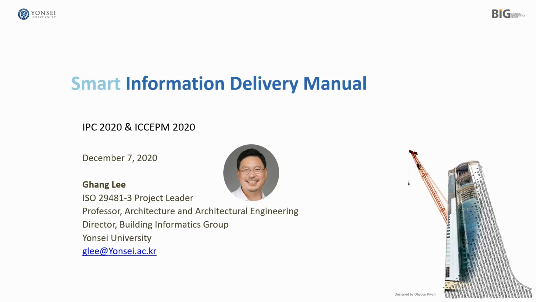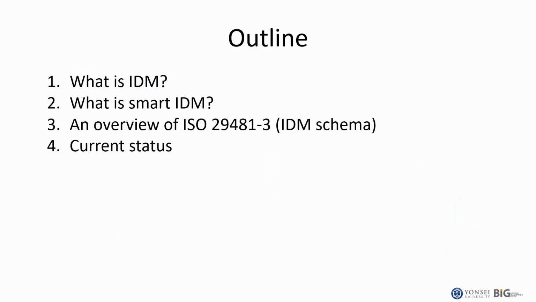Today, I'll talk about the Smart IDM project that I'm leading as a project leader. Smart IDM is being developed as an ISO standard. The former name for Smart IDM is ISO 29481 Part 3 Information Delivery Manual Data Schema. I'll first briefly explain what IDM, Information Delivery Manual, is, and I'll explain what motivated the Smart IDM project and how it is being undertaken.